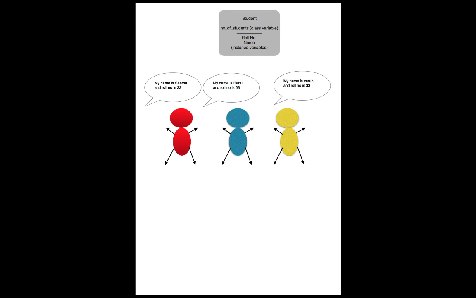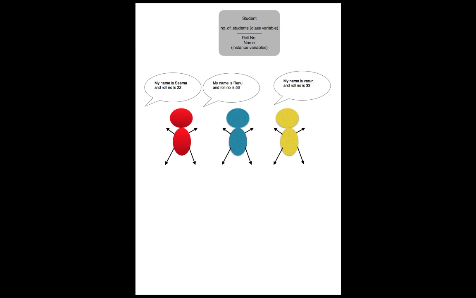So let us say we have a class student. So how we model every student is like every student will have a name and every student will also have a roll number. The values for the roll number and name will differ from one student to another student, or in our case we'll say that the values for the objects will differ.